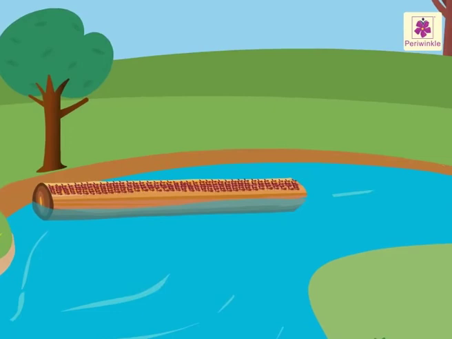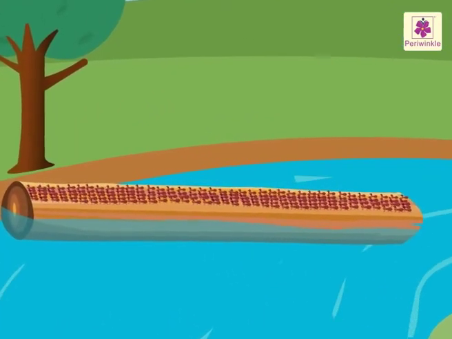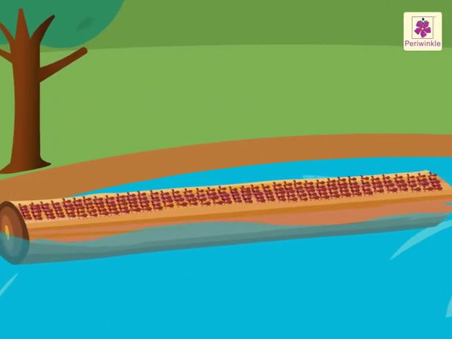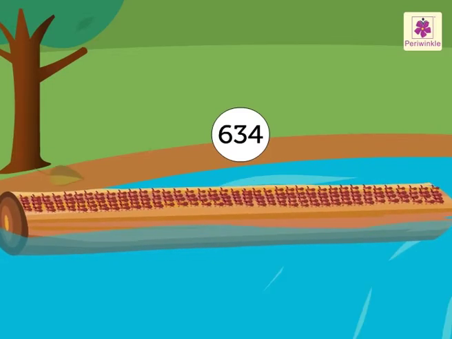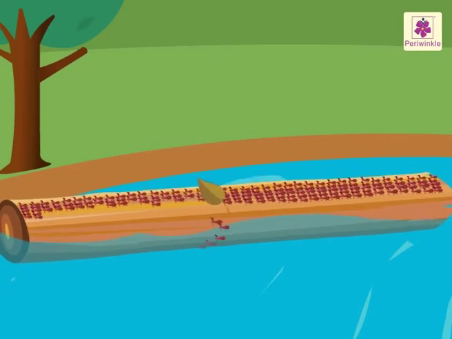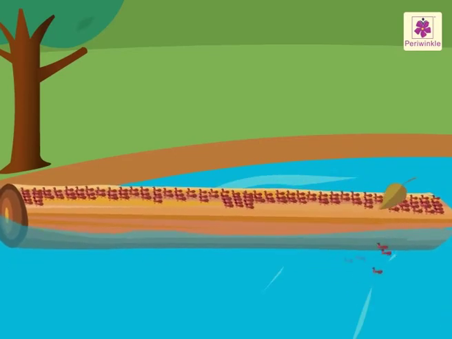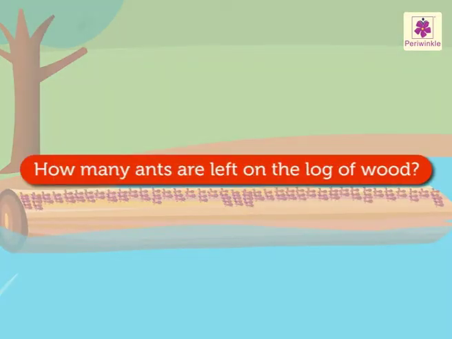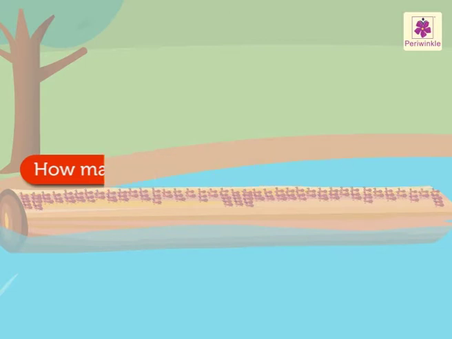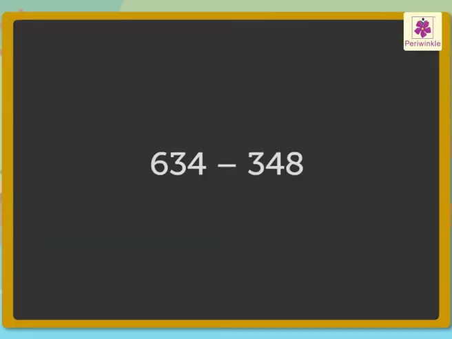Look at the log of wood floating in the river. There are 634 ants on it. Look, 348 ants fell in the river. How many ants are left on the log of wood? Here we have to subtract the number 348 from 634.